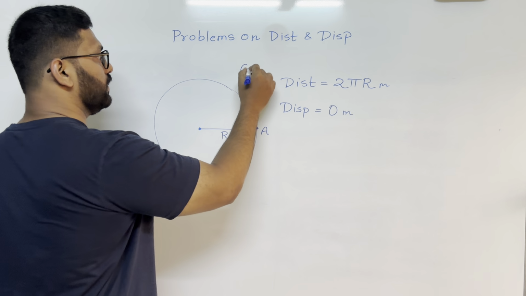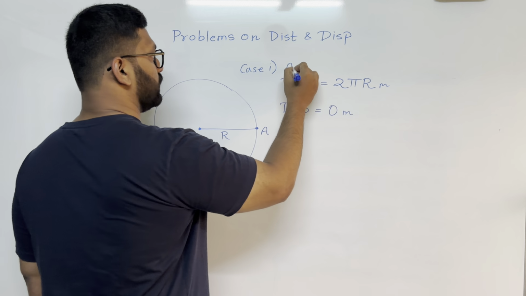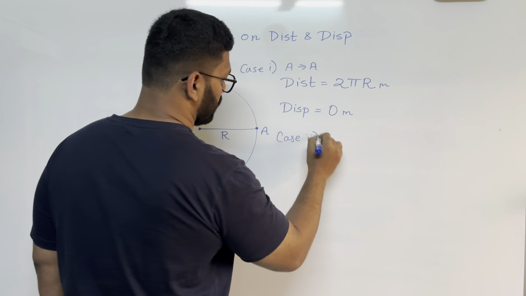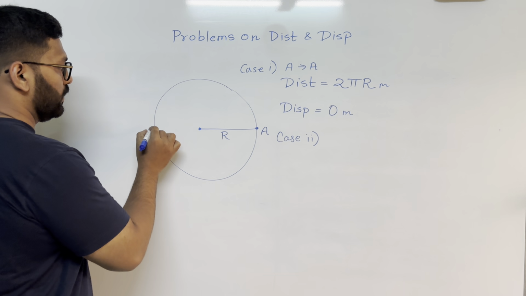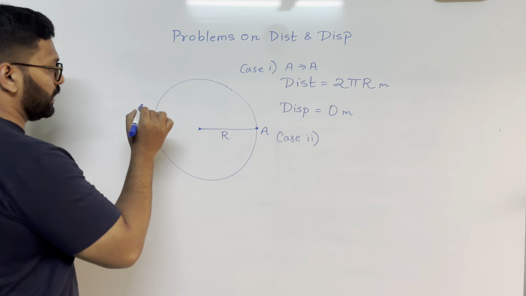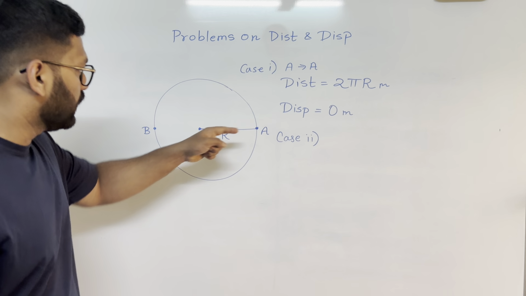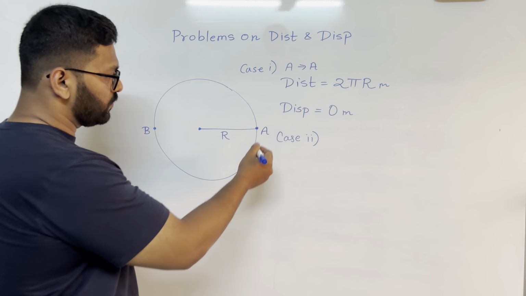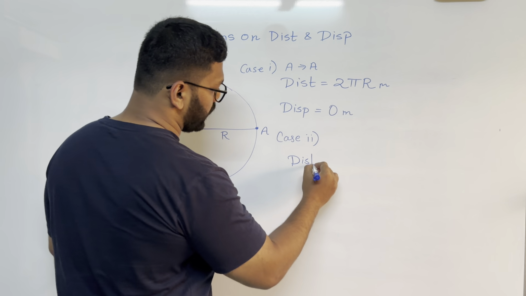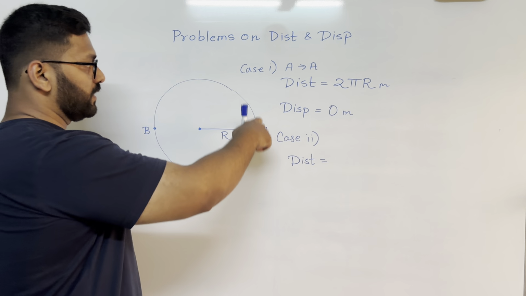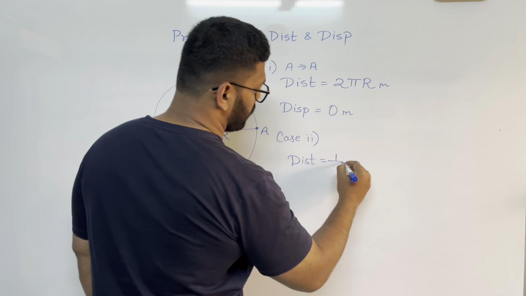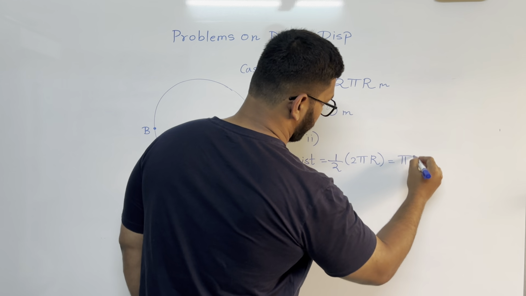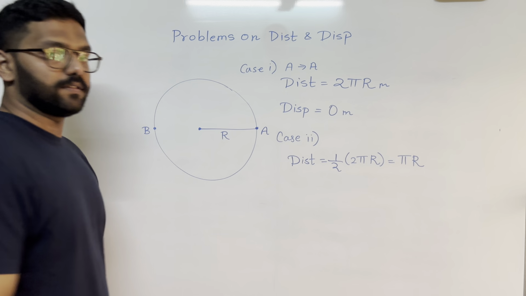So this was case 1, the person went from A to A. Let's look at case 2. Suppose the person goes from point A to point, let's say this is B, along this circumference. Then what will be the distance covered? Obviously the distance will be half of the circumference, because he has gone like this. So this is half of 2 pi r, which is going to be pi r. Pi r will be the distance.